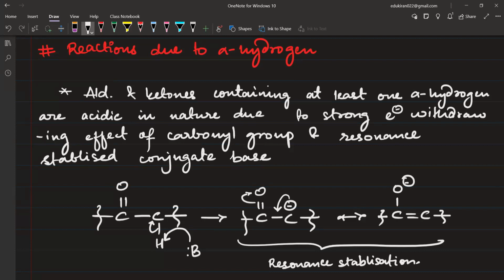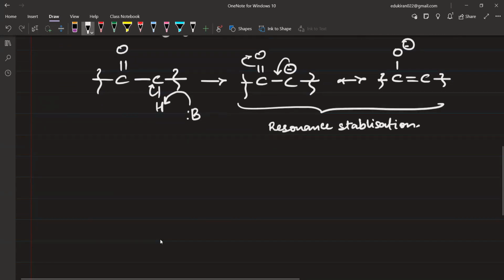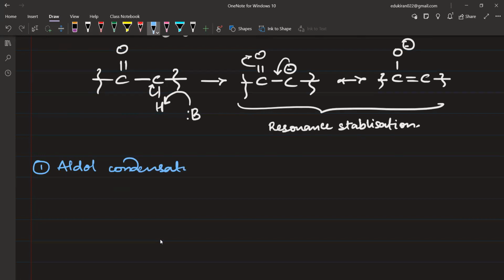Good. Now, in this, the first reaction is aldol condensation. So there are actually two reactions here. First of all is aldol reaction and then the condensation. दोनों मिला के अगर कर दें आप, so it will be aldol condensation. So there are two separate reactions, aldol and then there is condensation reaction.